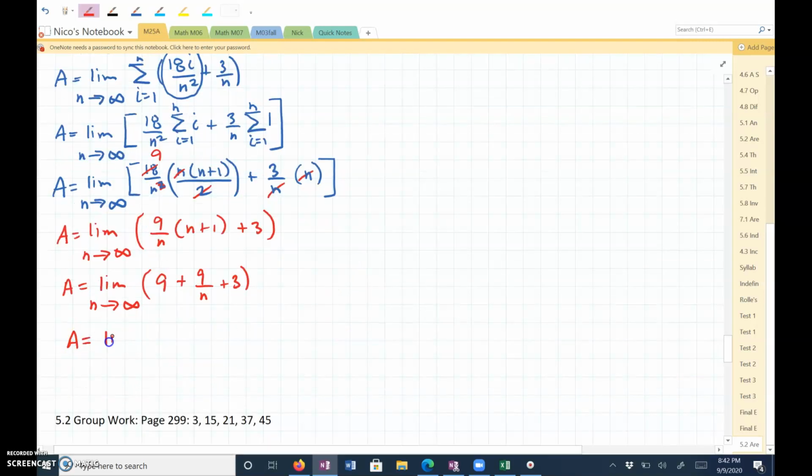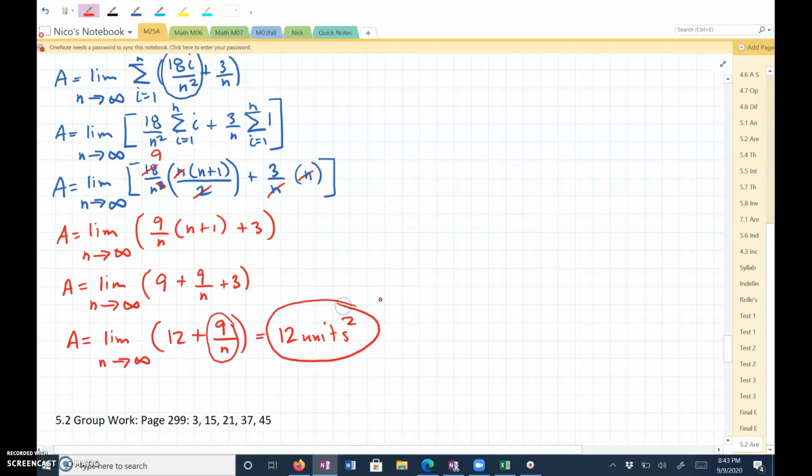So then we have the limit as n approaches infinity of 12 plus 9 over n. And then when we evaluate the limit, this would go to 0, because if you have 9 over an increasingly large number, that's going to approach 0. So this would be 12 units squared. We didn't really do the label for the rest of those, but that's what we should do since it's area. Okay, I hope that helps.